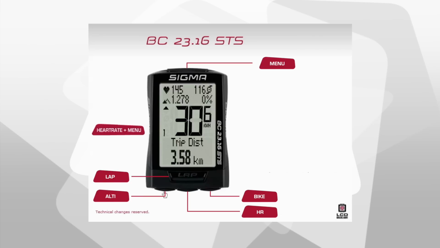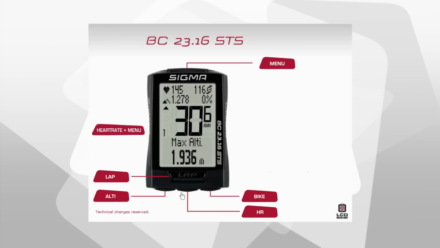Press the ALTI button to choose from the following altitude functions. Your graphical altitude profile for the last 2.75 kilometers, the current altitude, the actual gradient as a percentage, the altitude uphill, the trip distance uphill, the altitude downhill, the trip distance downhill, and the maximum altitude.